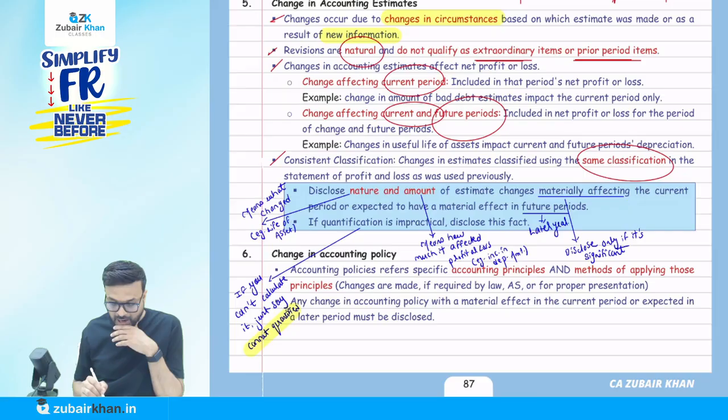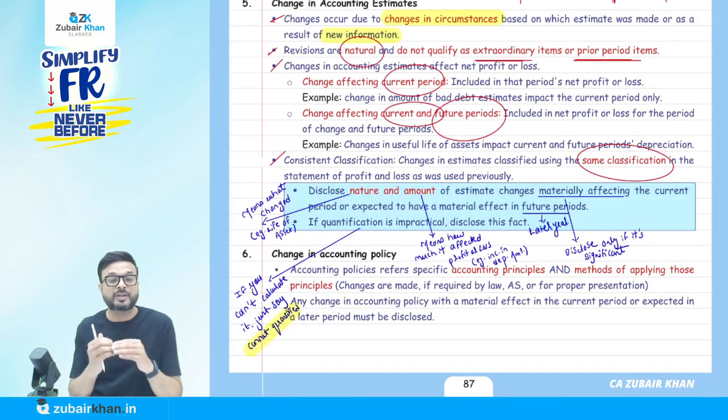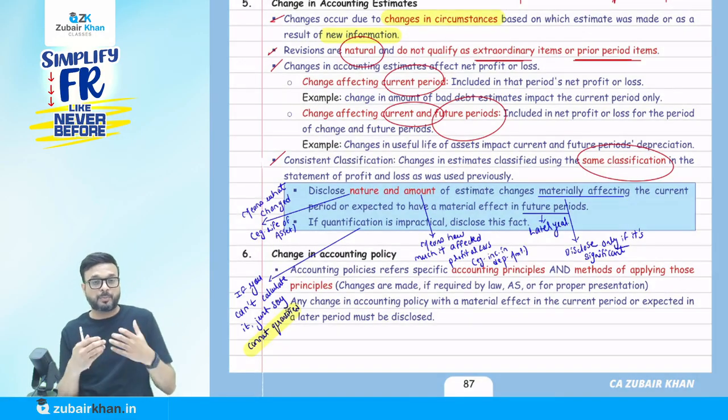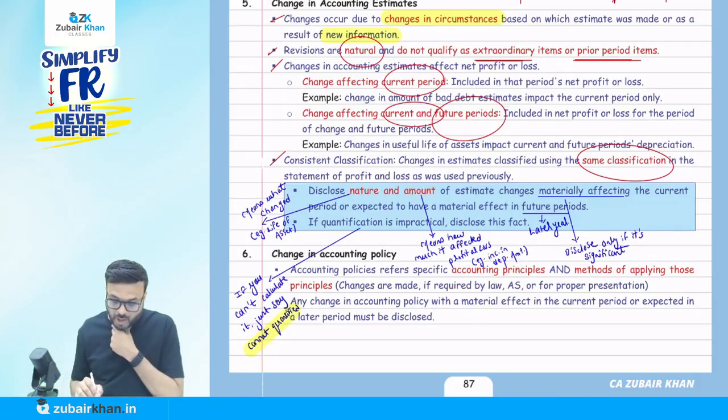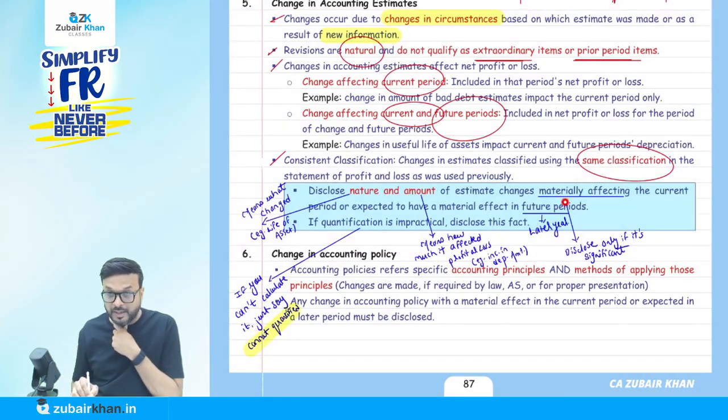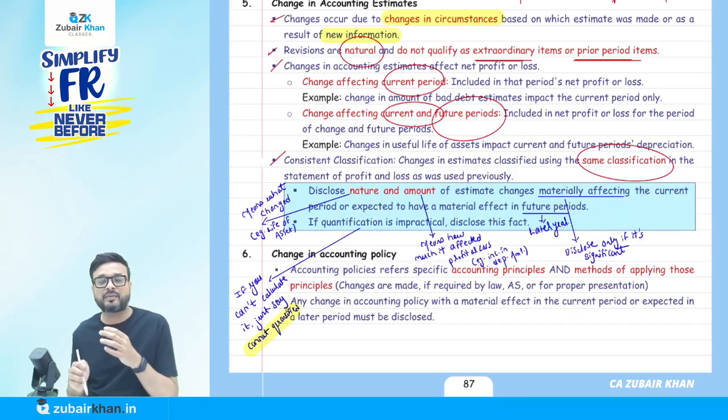Amount means how much my profit or loss is affected due to the change in accounting estimate. Material effect means disclose only if it is significant.